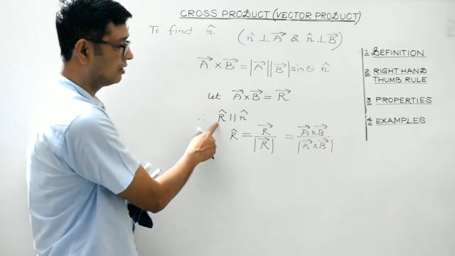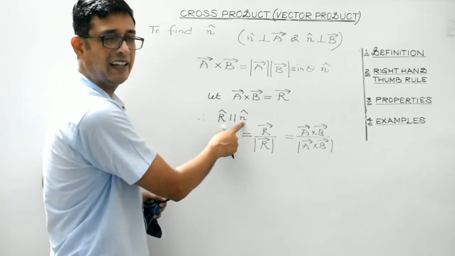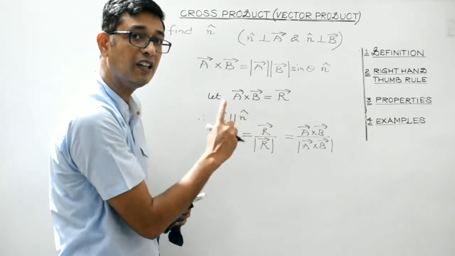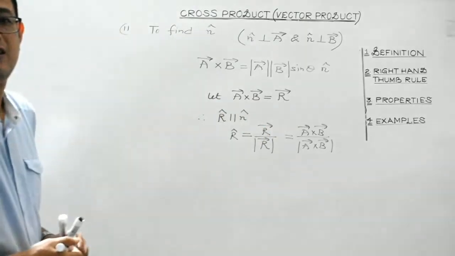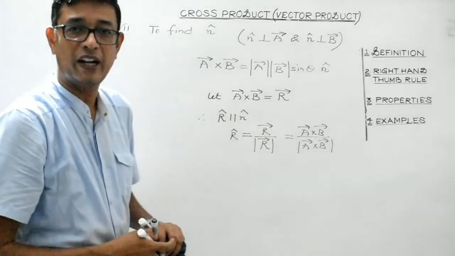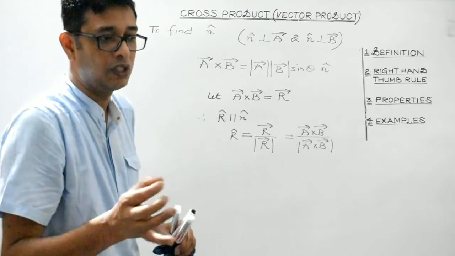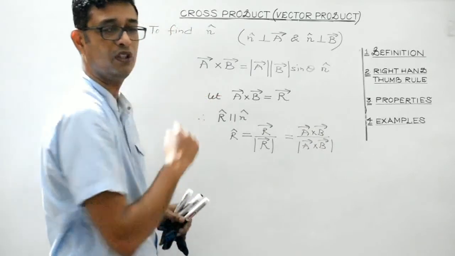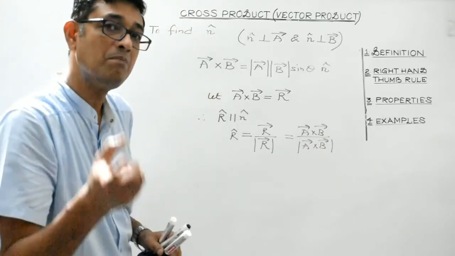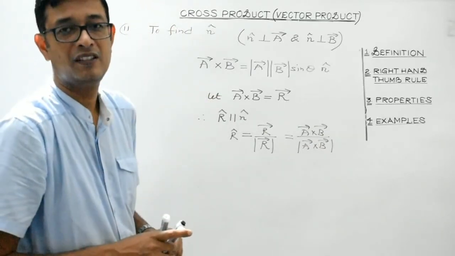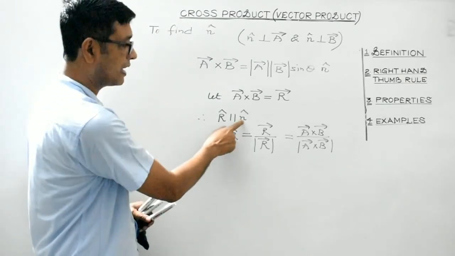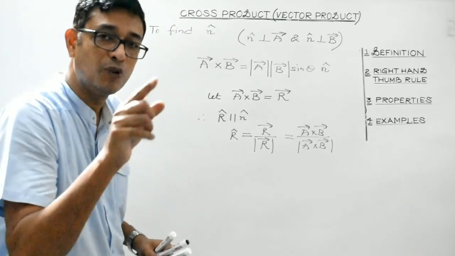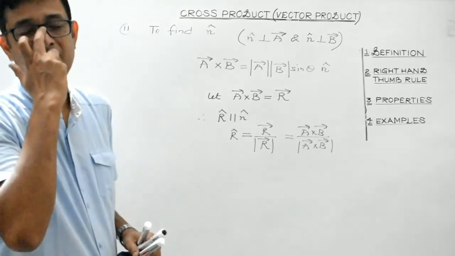R cap gives the result of n cap, and n cap gives the direction of A vector cross B vector. So if you wish to find a unit vector which is perpendicular to two given vectors A vector and B vector, then directly you can make use of this particular formula: A cross B divided by magnitude of A cross B. So this is a unit vector which is parallel to n cap, which in turn is perpendicular to the plane containing both A vector as well as B vector.